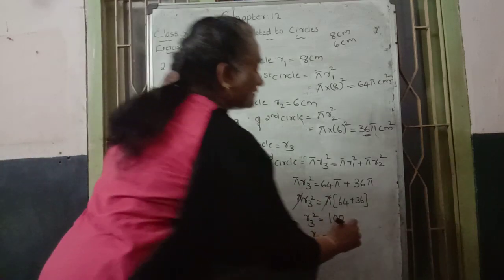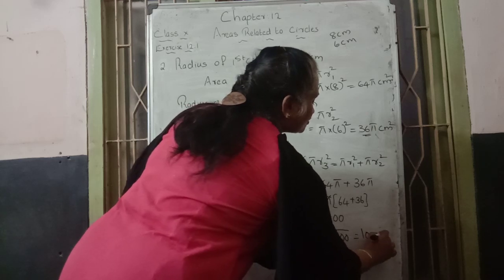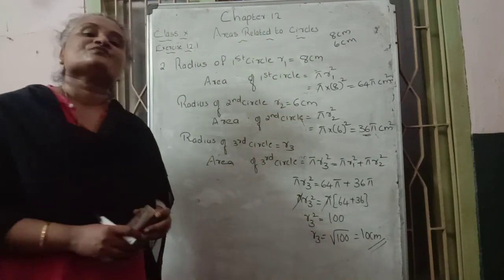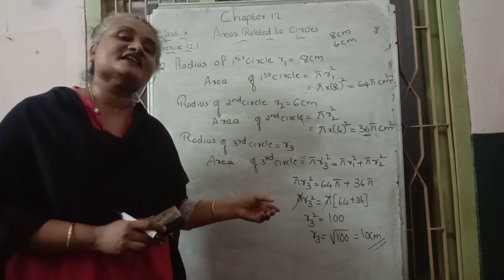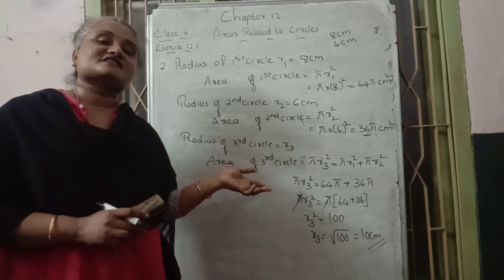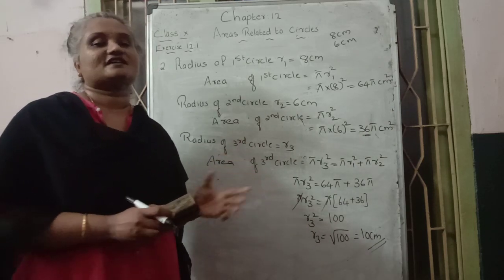10 into 10 becomes 100. That's why 10 centimeters is the radius of the third circle. I hope you can understand. Remaining questions we can discuss in the next class. Thank you.